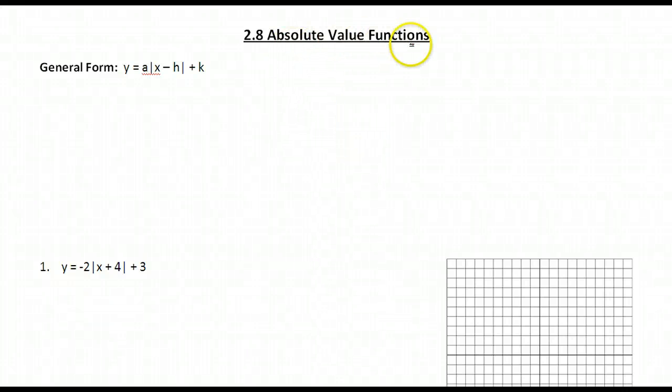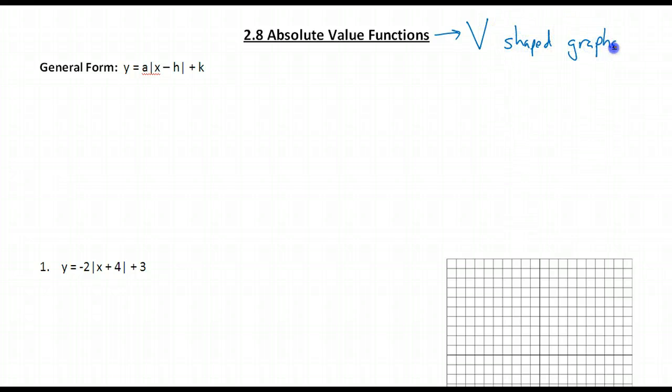An absolute value function is a function where the input value is inside of an absolute value. The graph of absolute value functions form V's. Which makes sense because if we input a negative into an absolute value, our output is positive. And if we input a positive into our absolute value, our output is also positive.